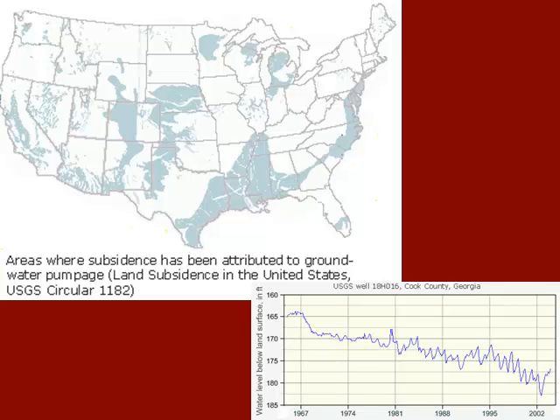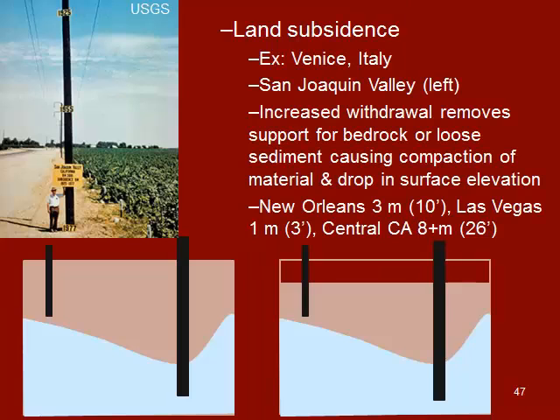And what happens is as you pump that water out, it's kind of supporting the structure of the subsurface. As you pump that water out, especially if it's loose sediment, the grains start to compact. And because they're compacting, if this is our start time, we're pumping tons of water out, we're decreasing the support to this loose sediment, and it compacts and drops the land surface.